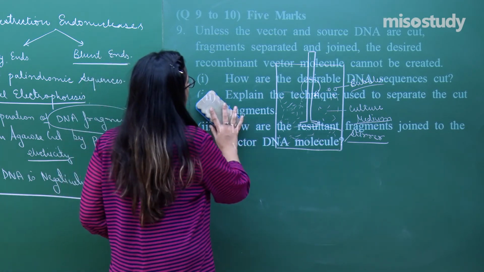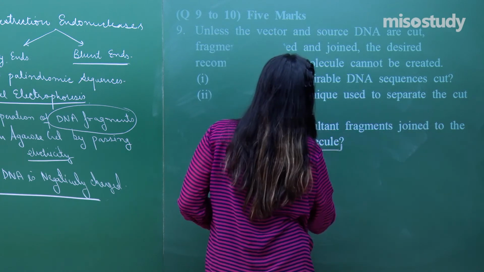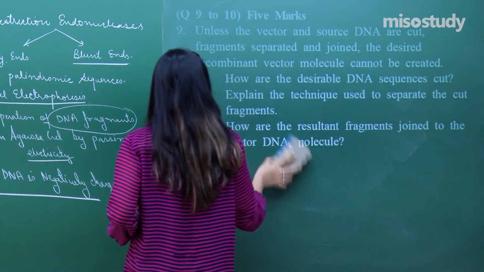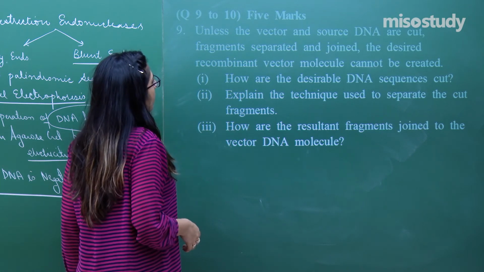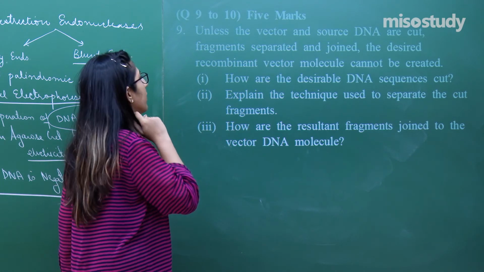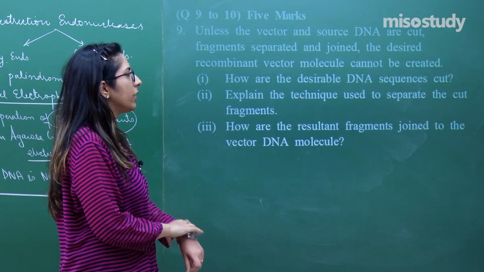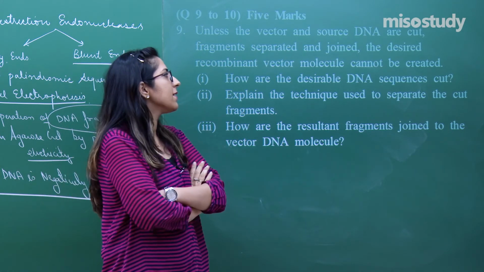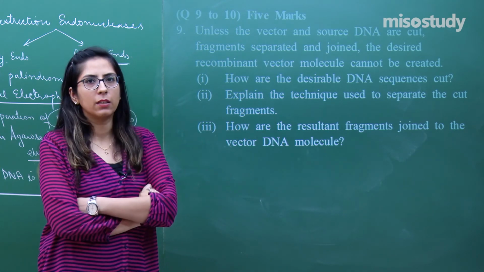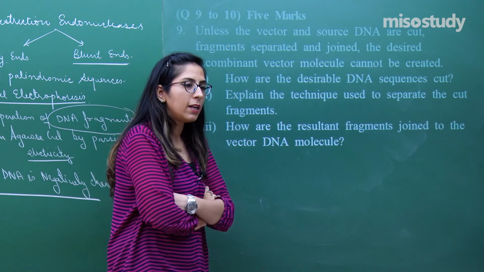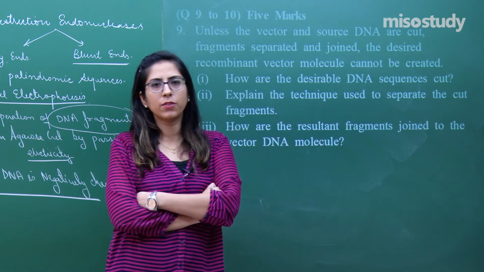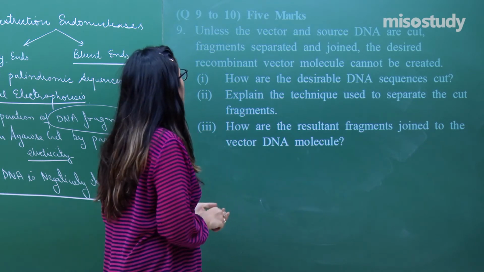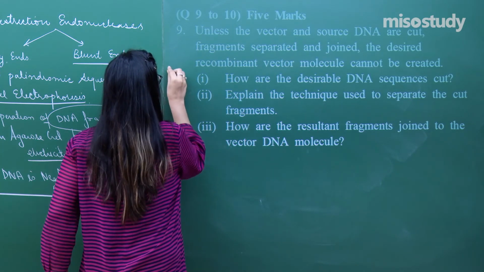Question number 9. This is a 5-mark question. Unless the vector and the source DNA are cut, fragments separated and joined in the desired recombinant vectors, that molecule cannot be created. How are the desirable DNA sequences cut? That means we want my DNA to be cut into various fragments, and we know the enzyme, we have studied in this session also, that is restriction endonucleases.